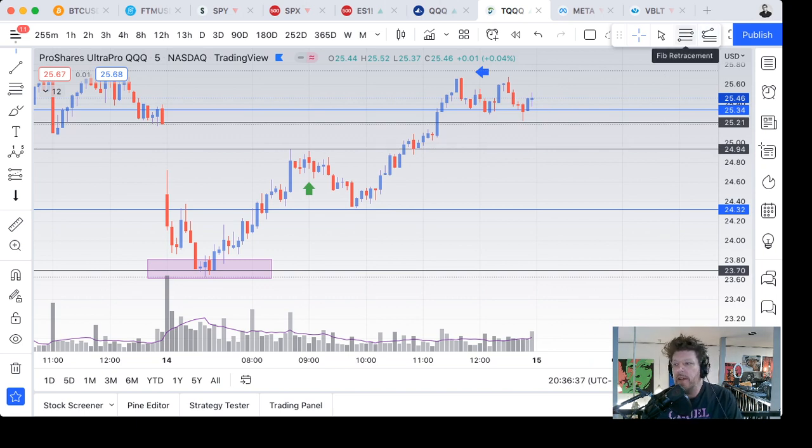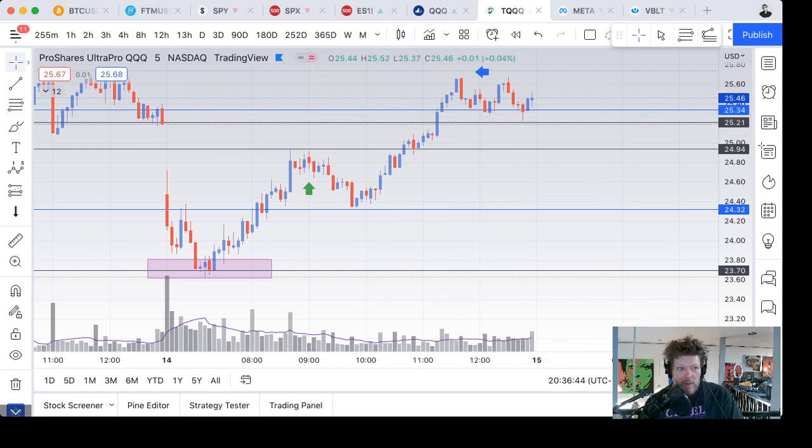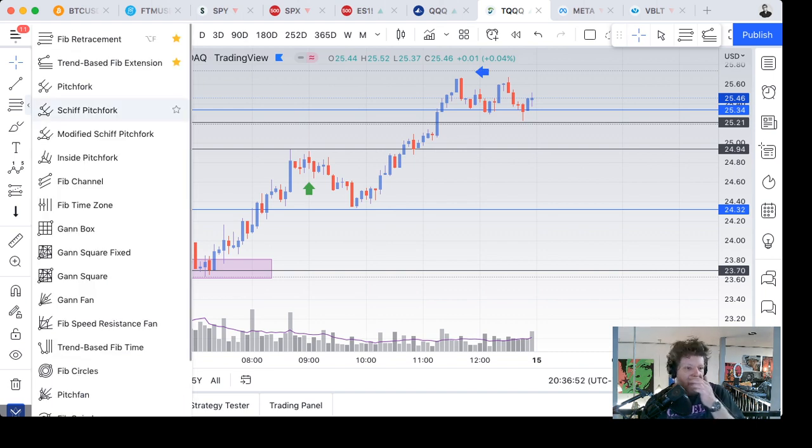Up here you have the Fib Retracement Tool, and if you can't find it there, it's usually in the second tool icons down. You click on this little arrow, the submenu comes up, and down here, Fib Retracement. There it is.